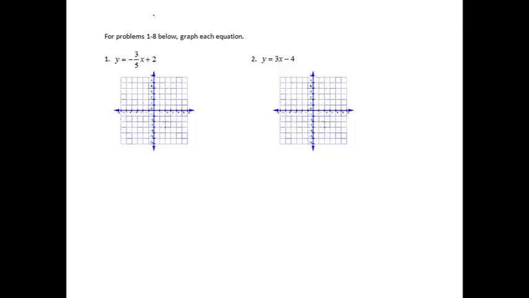Alrighty, chapter 3 practice test. Here we go for problems 1 through 8. Graph each equation. So we're going to start with number 1, y equals negative 3/5 x plus 2.